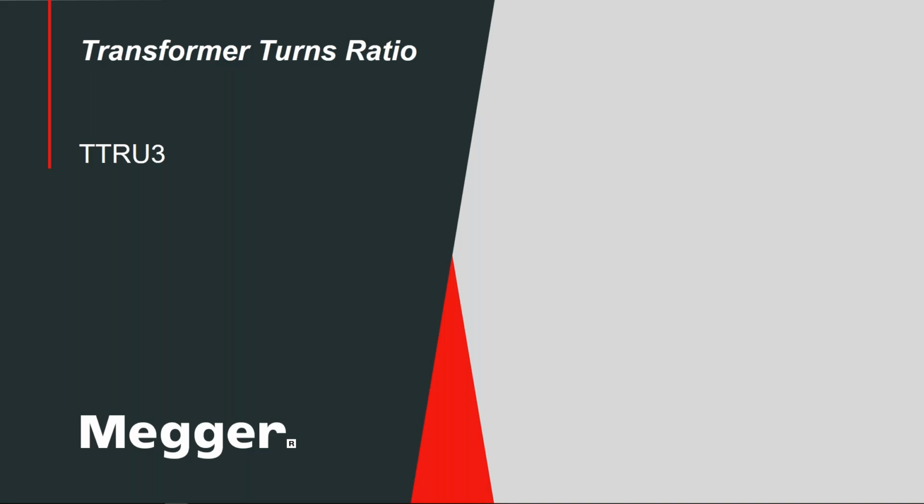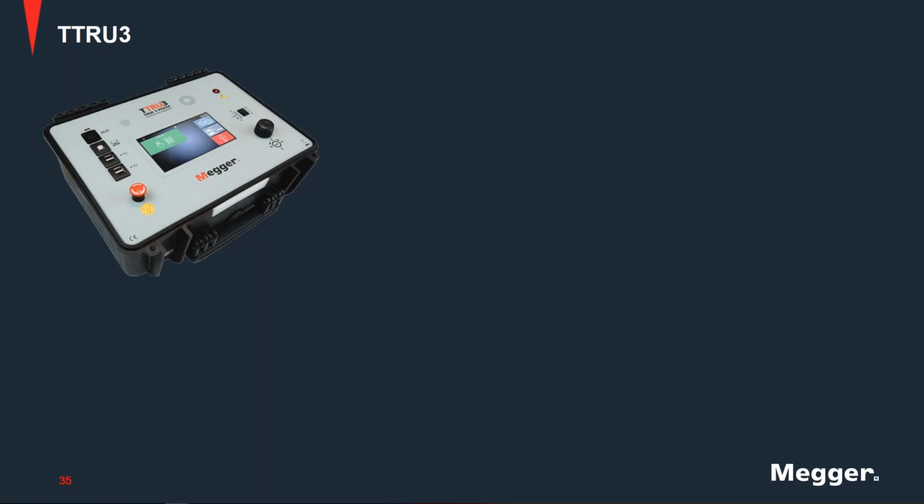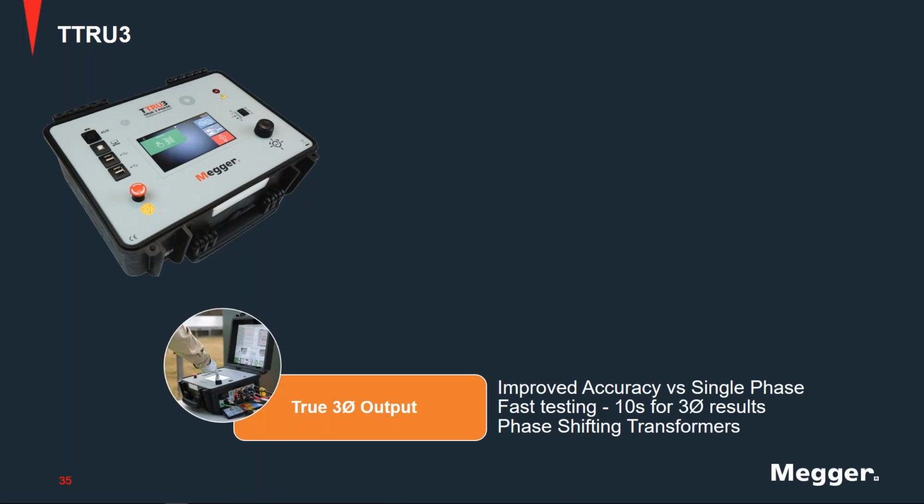So how does the Ttru3 help you with all of these different factors impacting your results? The Ttru3 has a true three-phase output. So as we were just talking about with single phase versus three phase, you do get improved accuracy versus that single phase switch testing. It also allows the testing to be done very fast, 10 seconds for all three phases, and it enables you to test phase shifting transformers, something that is not easily done with single phase switched output.